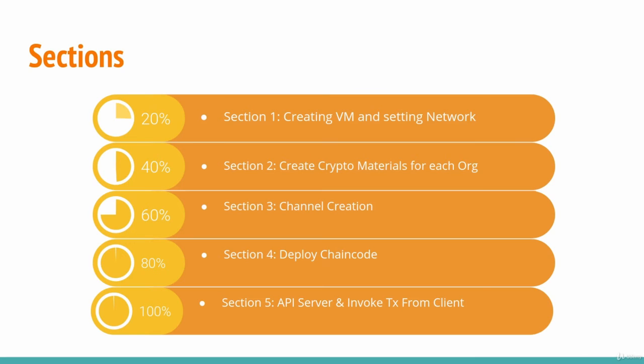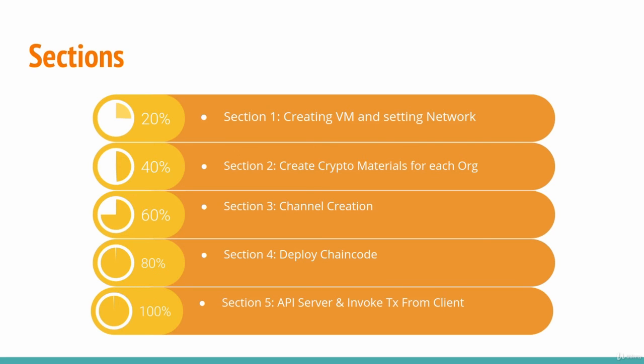So in the course we will have a total of 5 main sections. In the first section we will learn how to create virtual machines and set up the network, like doing the prerequisites and installation and all that. Also in the first section we will see how we can access any folder from the virtual machine using VS Code, or maybe we can access it from the local command line terminal.